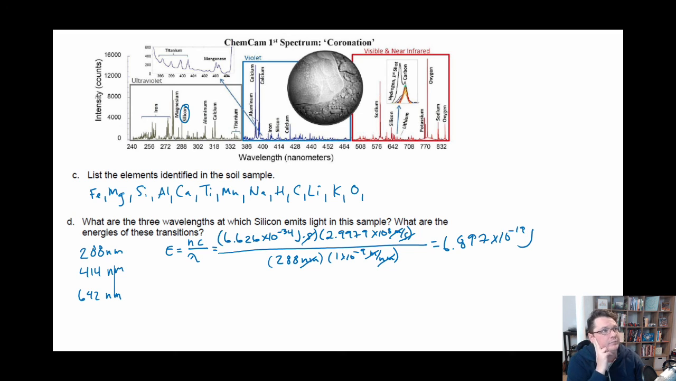So that's the approach that you would use in those cases, and you can do the same thing for 414 and 642 nanometers.